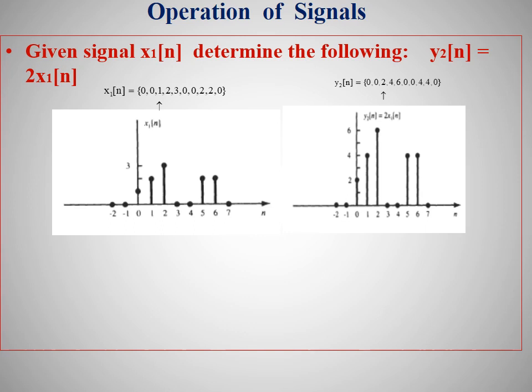Without even considering the figure, we can do it from the values of the sequence itself. So considering the sequence also, the same thing has been represented, where at -2 and -1 it is 0, at 0 it is 2, at 1 it is 4, at 2 it is 6, at 3 and 4 it is 0, and at 5 and 6 it is 4.